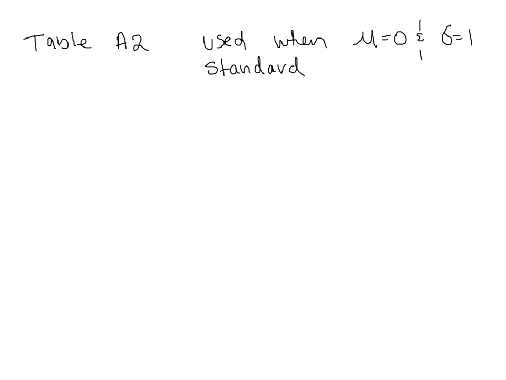All right, so we talked about Table A2. And Table A2 can only be used when the mean is equal to 0 and the standard deviation is equal to 1. That's when Table A2 can be used. So it's only for standard normal distributions. That is the restriction. It can't be any normal distribution. It has to be a standard normal distribution.